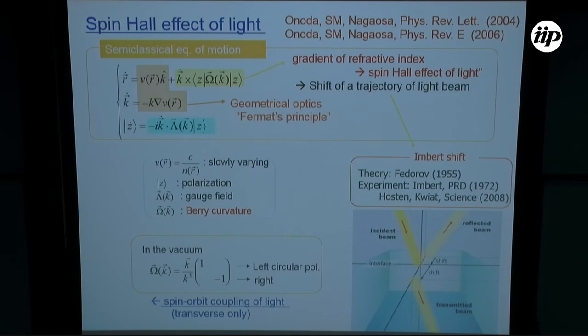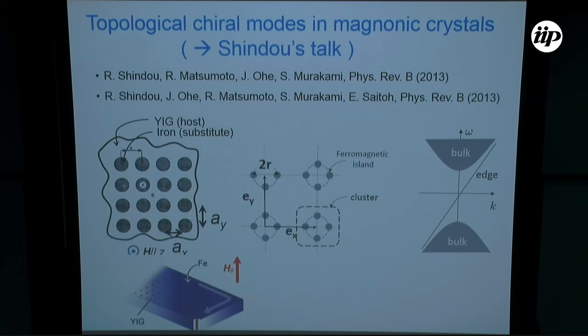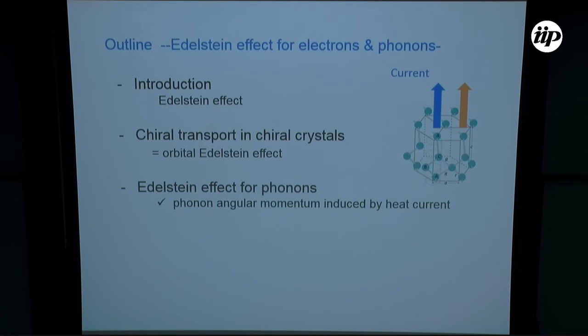Yeah. So for this kind of Berry curvature theory, it leads to this kind of magnonic crystal, which Professor Shindo talked about last week. So for the remaining time, let me switch gears to another topic, which is the theoretical consideration of the Edelstein effect for photons and phonons.